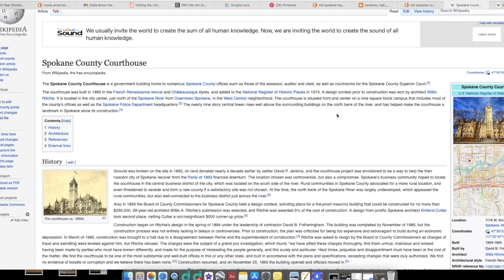And enough ranting. The courthouse was built in 1895.